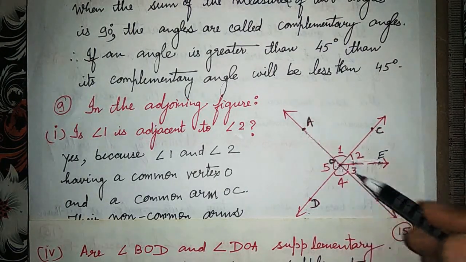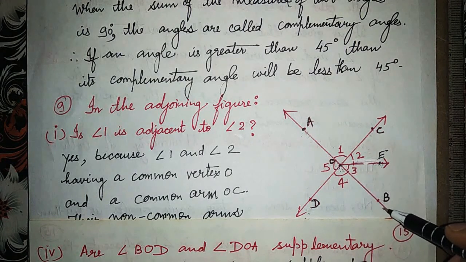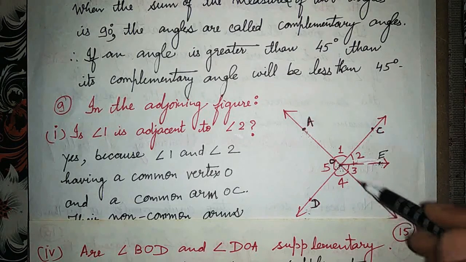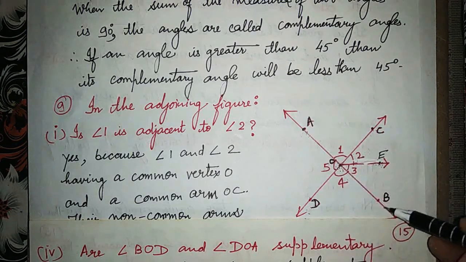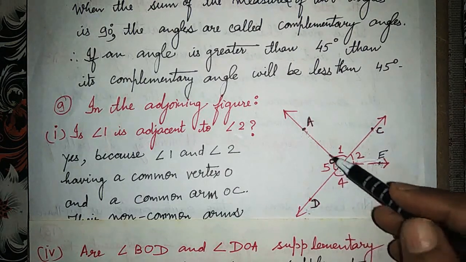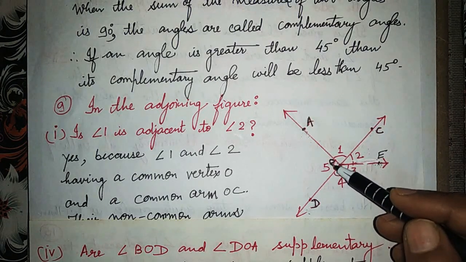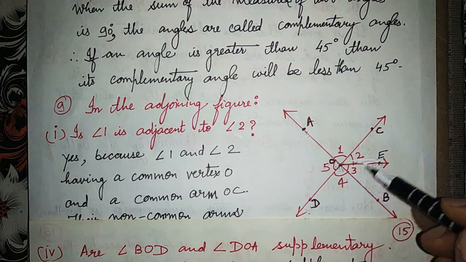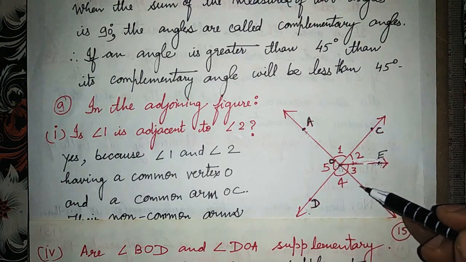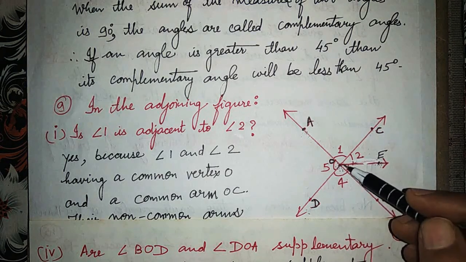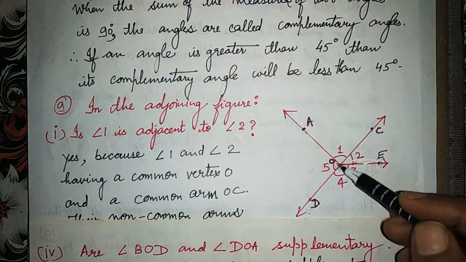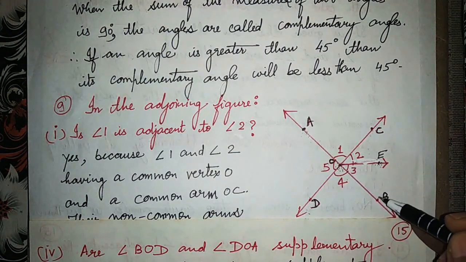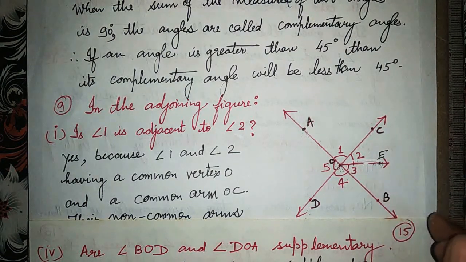These two are formed on a straight line. So it means their sum is 180 degrees. So they are supplementary because we know that the sum of two supplementary angles is always 180 degrees. So here angle BOD and DOA are supplementary because AB is a straight line.